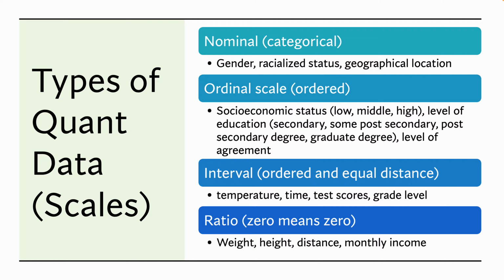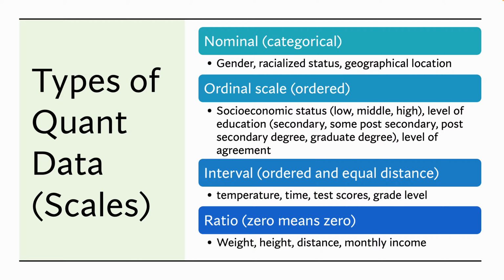So, the first thing I wanted to talk about were the different types of quantitative data. Sometimes these are referred to as different types of scales. The first is nominal data. Well, this is just your categorical data. So, things that can be counted or that you can figure out proportions for.